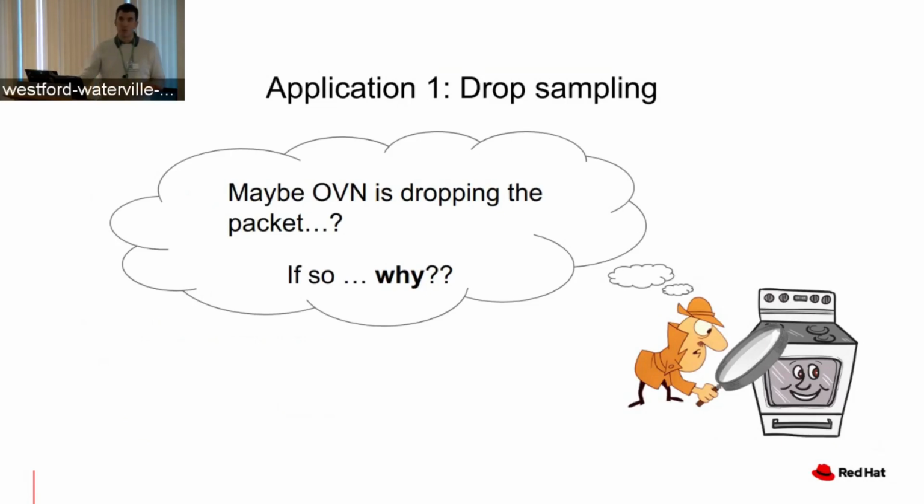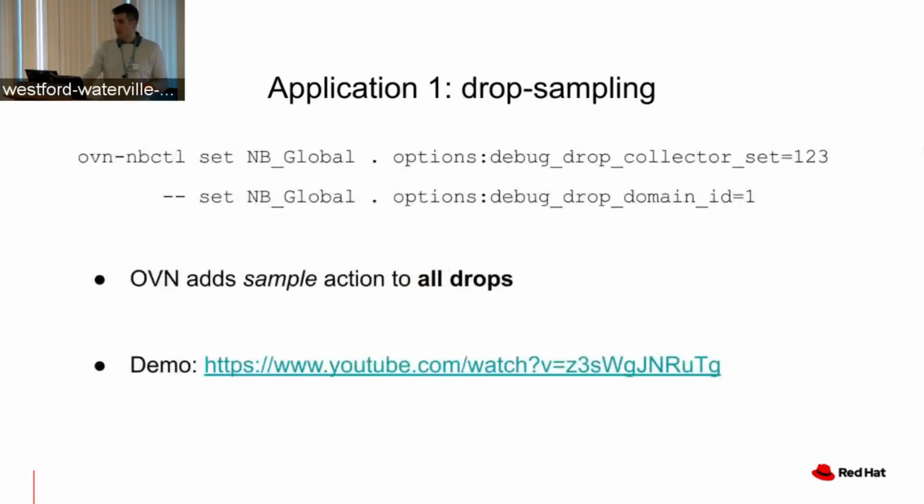This mode that is being introduced in OVN essentially configures a collector set. It configures the collector set ID that has to match the one configured in OVS, and it specifies a domain ID for this OVN sampling application. If we put a simple number like 1, that will make OVN add a sample action to every single drop that it explicitly makes in the data path.